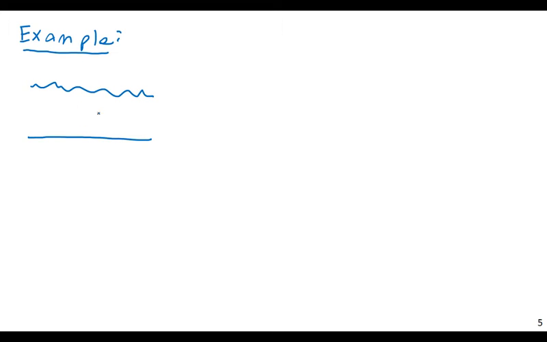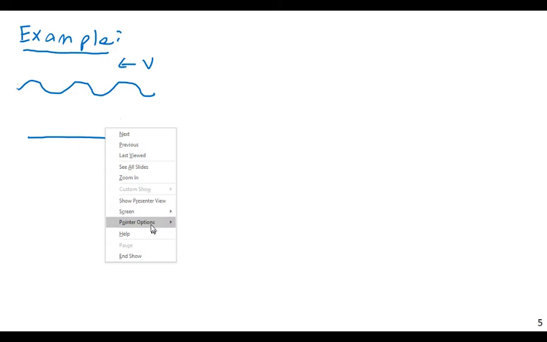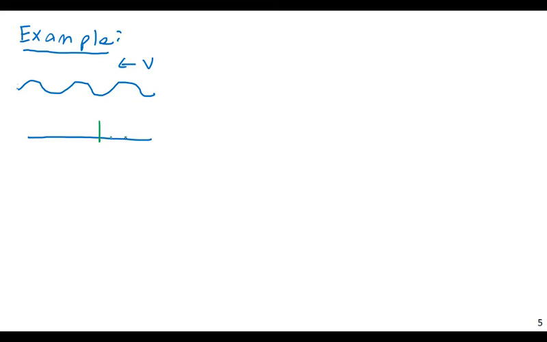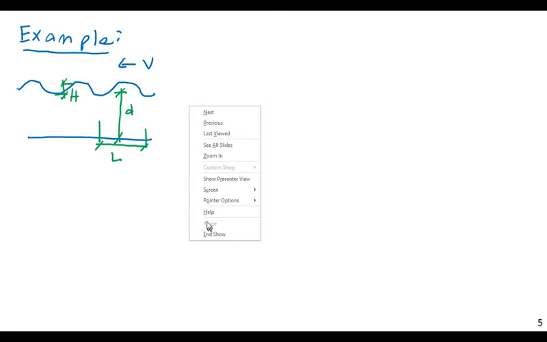So say I had a wave tank or something like that, and maybe I'll draw this a little bit neater. And this might have a certain velocity v. There might be a, let's say, a wavelength L, an average depth d, and maybe a wave height h, plus various fluid properties.